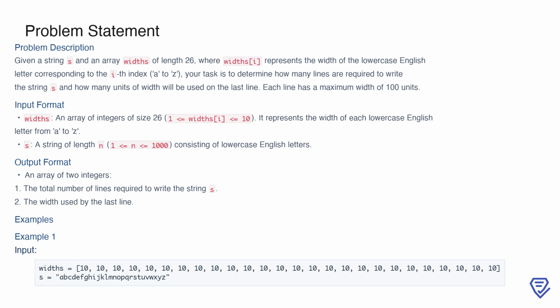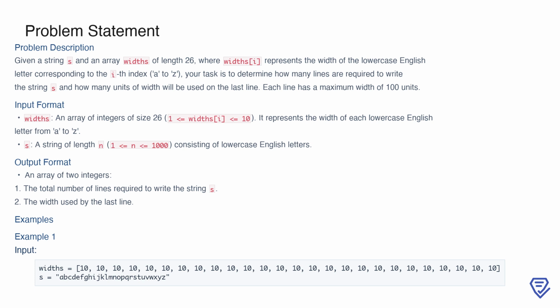Our task is to determine two things: first, the total number of lines required to write the string S, and second, the number of units of width used on the last line. Each line has a maximum width of 100 units. For example, if the width of a letter is 10 units and a line can hold up to 100 units, this means you can fit up to 10 such letters in one line.